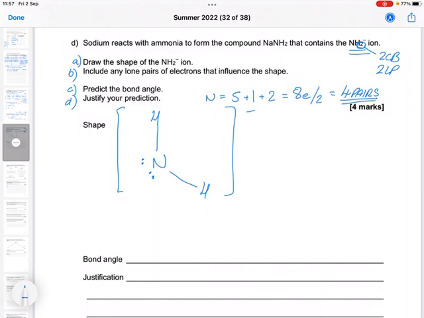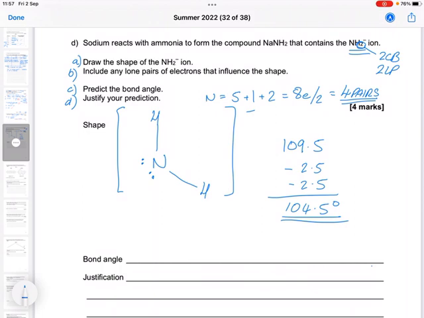Part C, predict the bond angle. So tetrahedral has a bond angle of 109.5, and we take 2.5 degrees off per lone pair, and I've got two of them. So that's going to leave me with a bond angle of 104.5 degrees. So there's the bond angle.